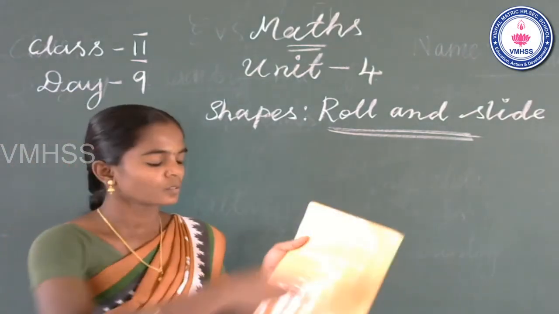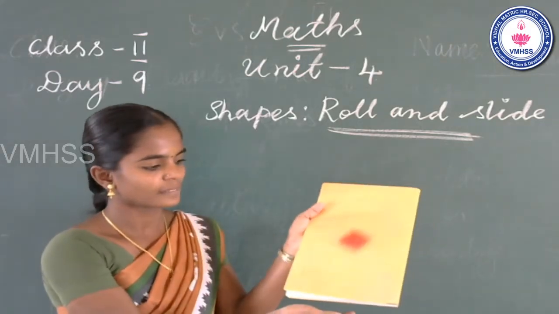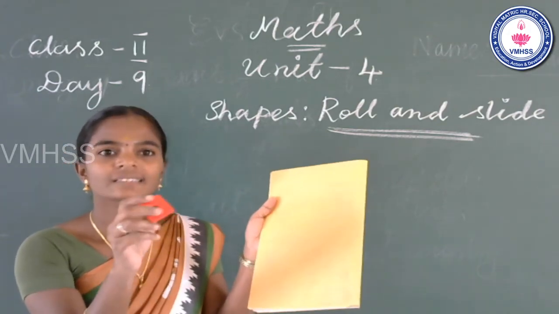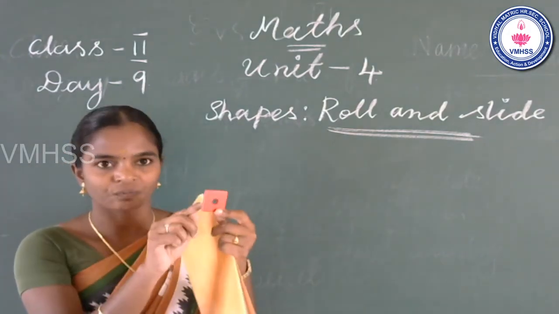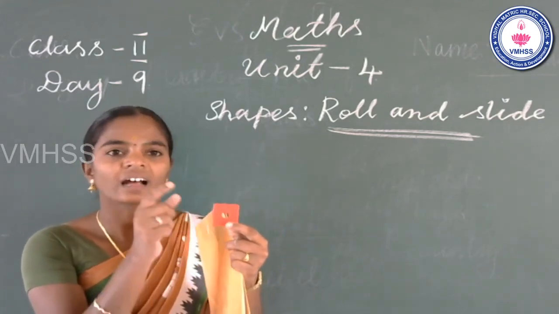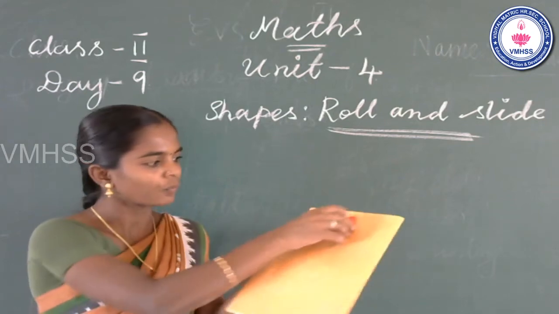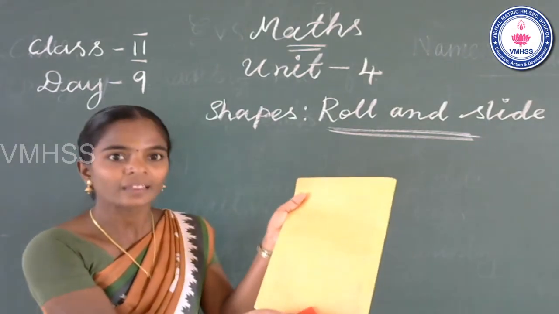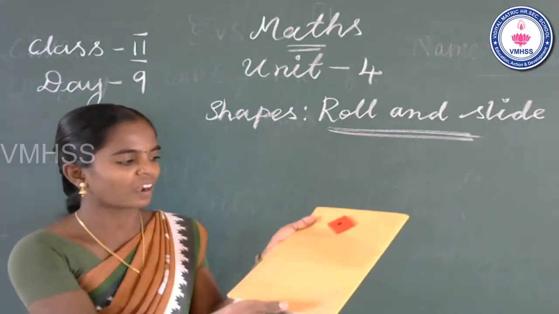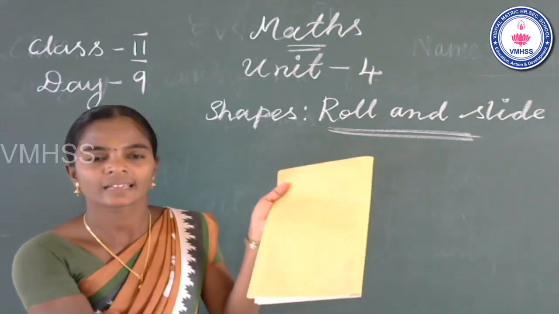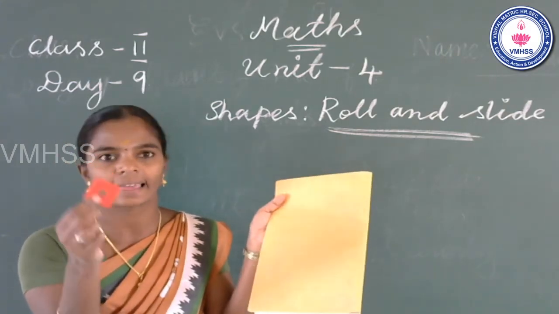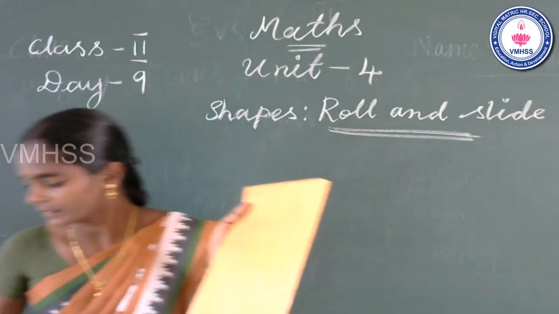Students, listen. This slides. An object moving on its flat surface is said to be sliding. Children, this face is a flat surface. So an object moving on its flat surface is said to be sliding. So this object slides. Children, see the next one.